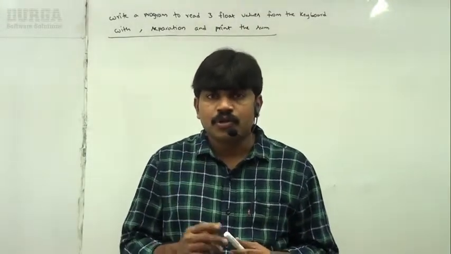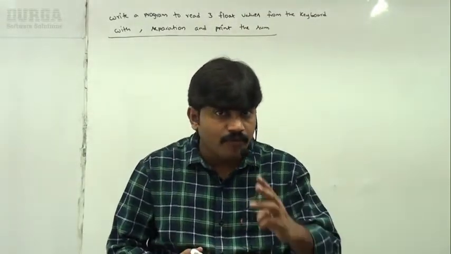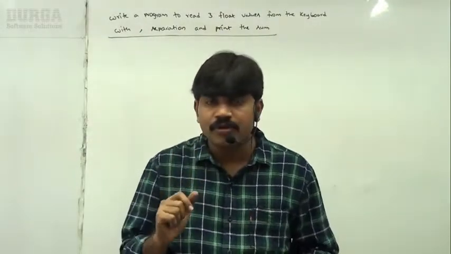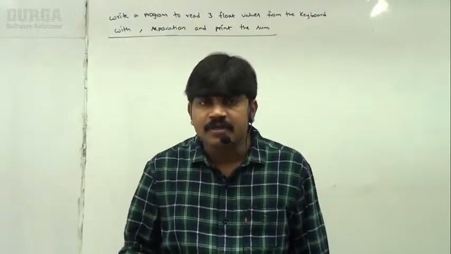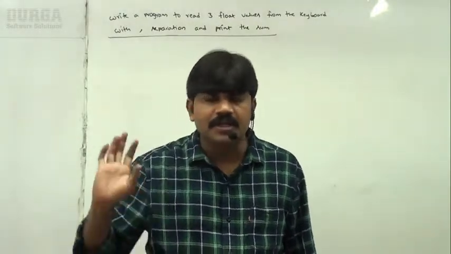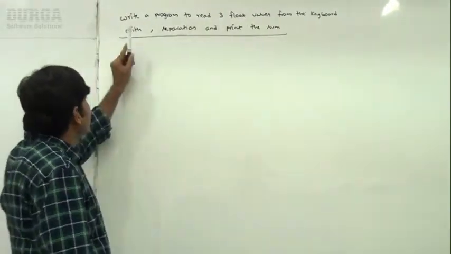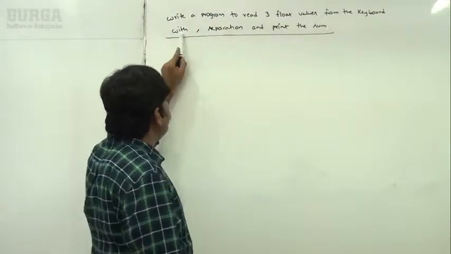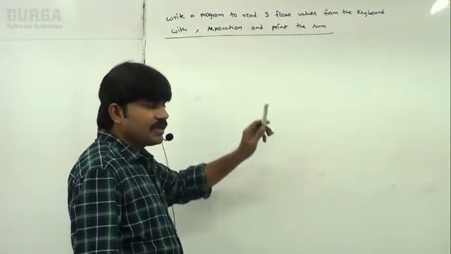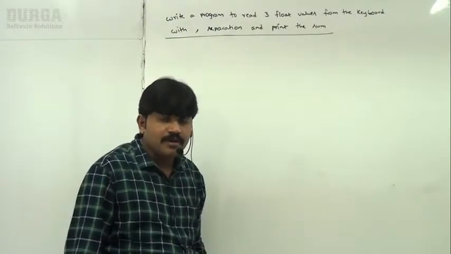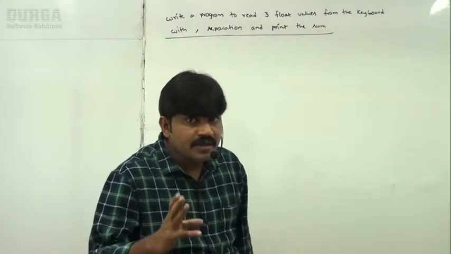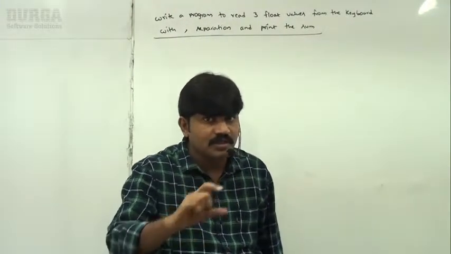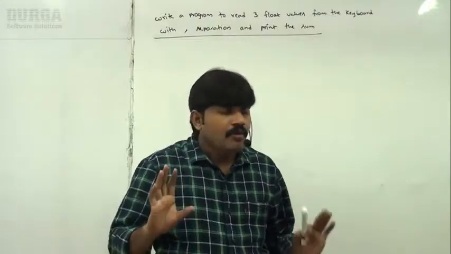Write a program to read 3 float values from the keyboard with comma separation and print the sum or product. Any operation you can perform. Observe carefully: write a program to read 3 float values from the keyboard with comma separation and print their sum. This is our requirement, right? How can you do it? Reading all 3 values, you have to use a single input function in a single line only. What is the way, sir?